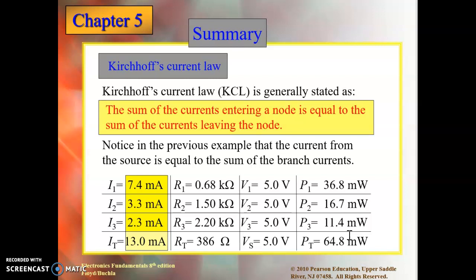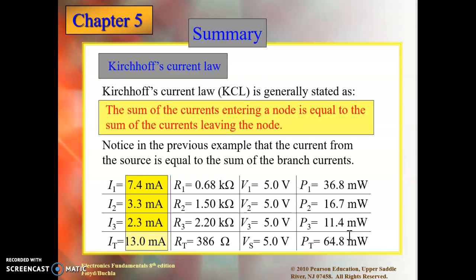So this is a little bit of designing right here. But the actual and formal definition says that KCL, the sum of the currents entering a node, is equal to the sum of the currents leaving the node. So here we are introducing the word node. In KVL, we were saying across a closed loop.